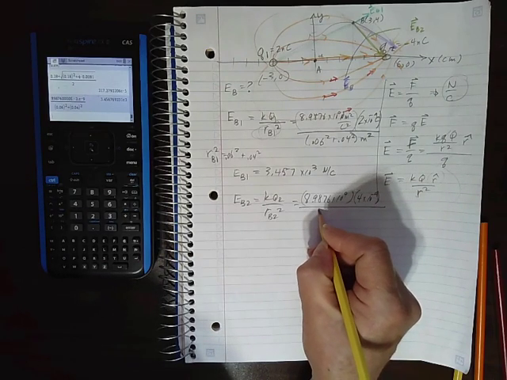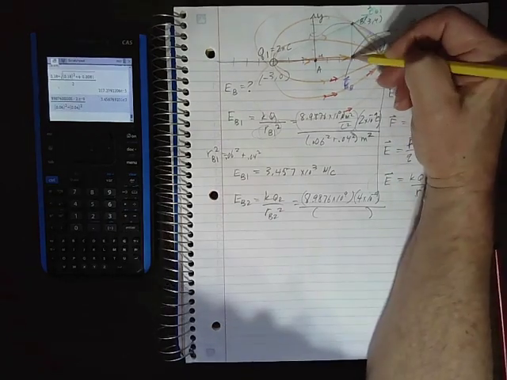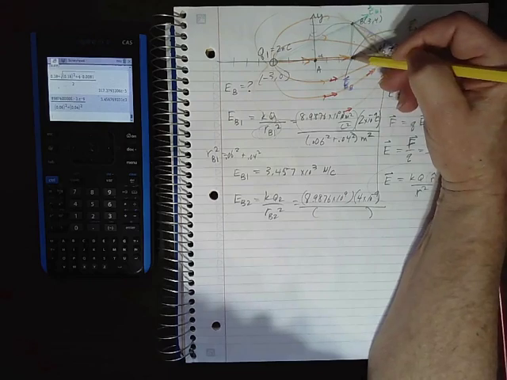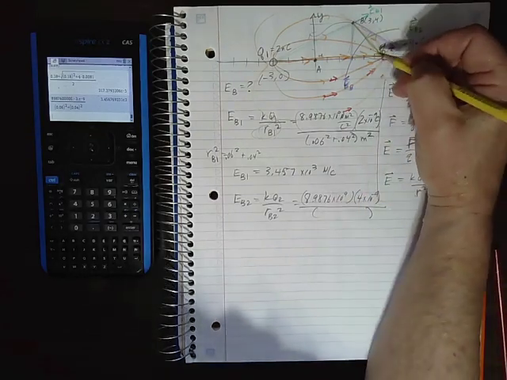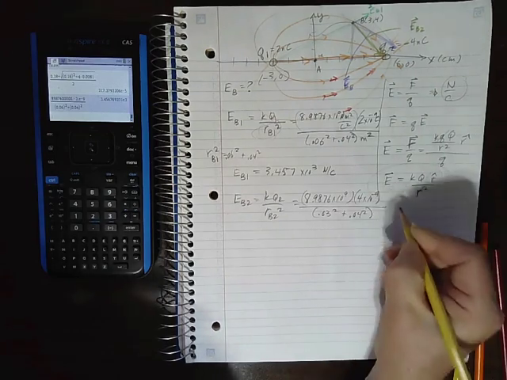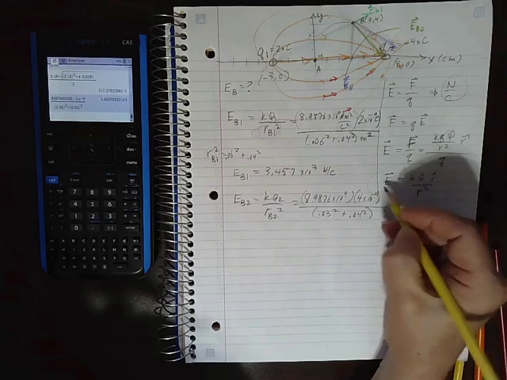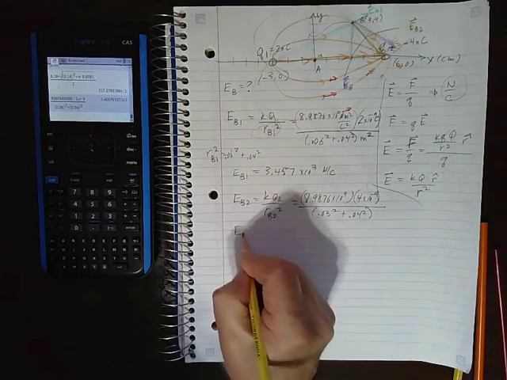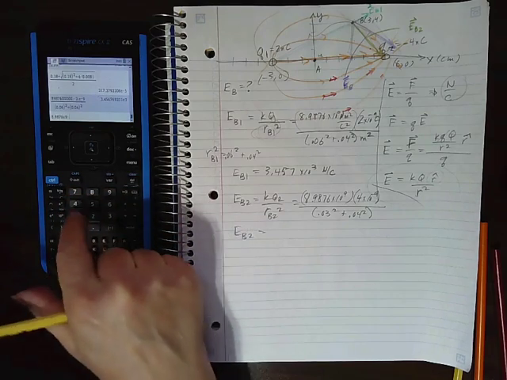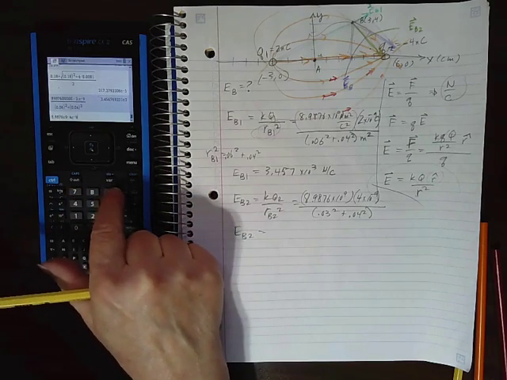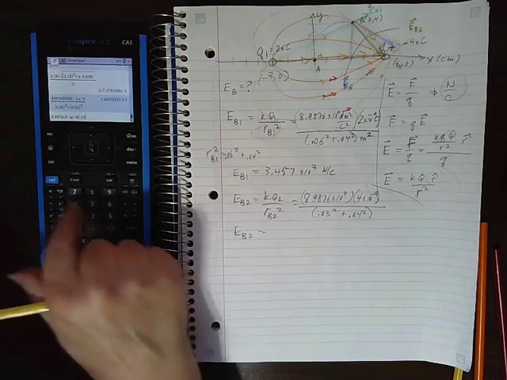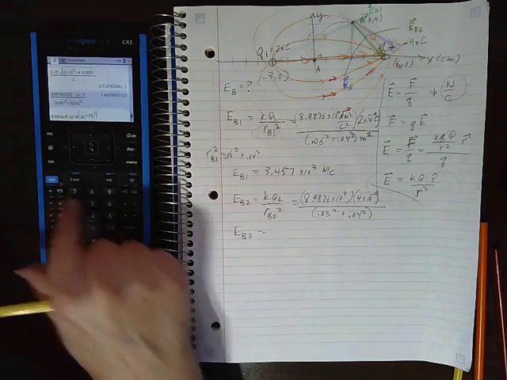What is RB2 squared? So again, we got a triangle here. This side is 3, this side is 4. So C is the square root of A squared plus B squared, the square root of 0.03 squared plus 0.04 squared. And that's going to be meters since we put everything in the right units. So EB2 magnitude is 8.9876 E9 times 4E negative 9 divided by, in parentheses, 0.03 squared plus 0.04 squared.